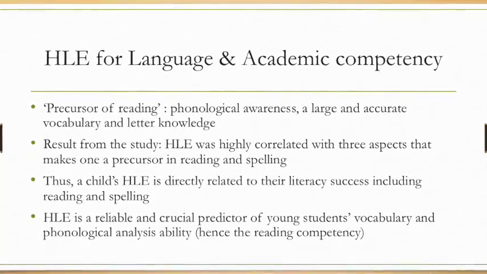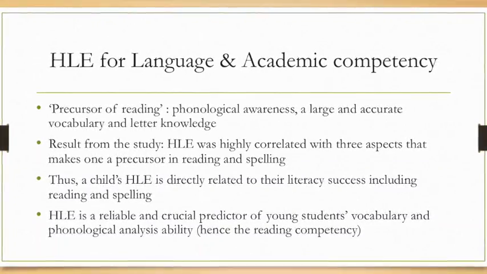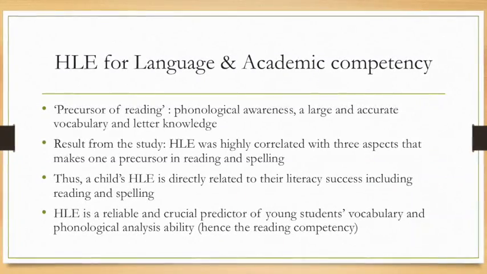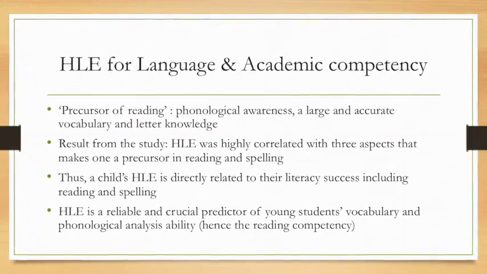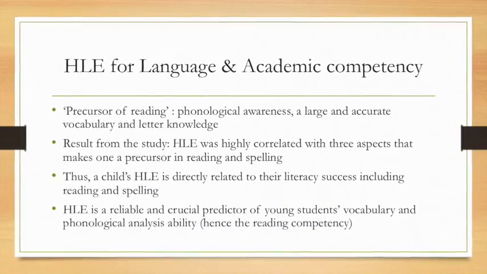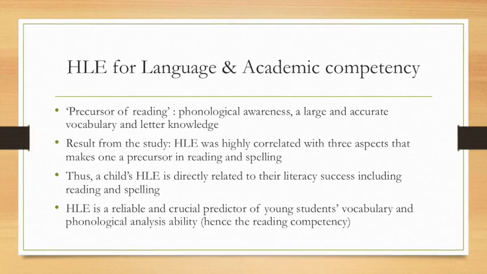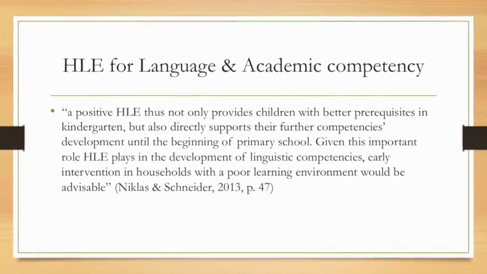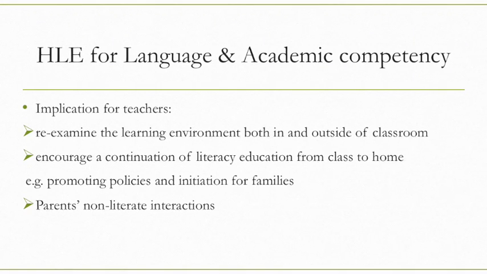Hence, what they define as precursors of reading are phonological awareness, a large and accurate vocabulary, and letter knowledge. As the results of the study evidence, a child's HLE is directly related to literacy success, including reading and spelling, as HLE was highly correlated with the three aspects that make one a precursor in reading and spelling. Therefore, HLE is a reliable and crucial predictor of young students' vocabulary and phonological analysis ability, whether they are in pre-primary or primary. So this leaves several important challenges for us.